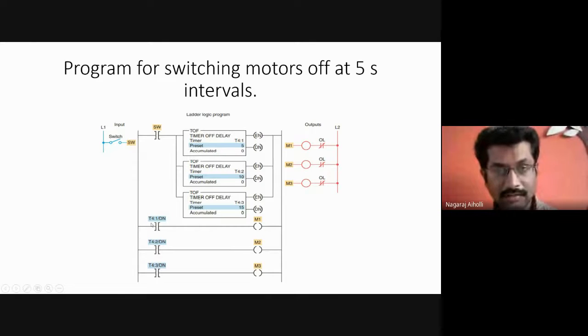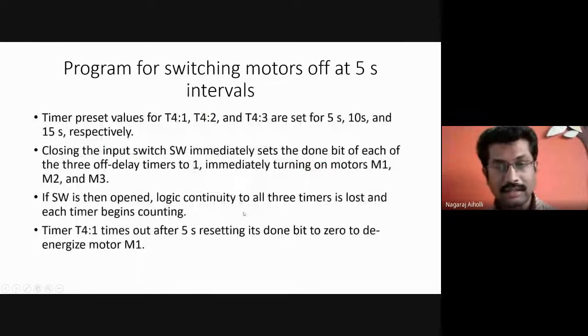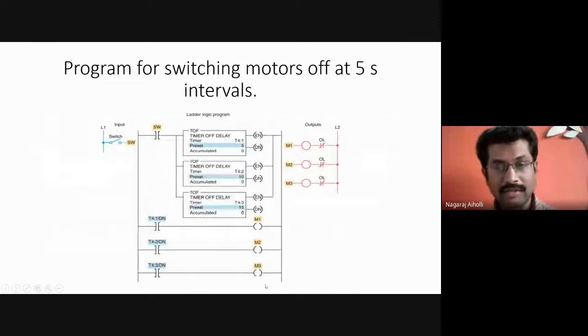T4:1. Then after 10 seconds, that is 5 seconds after M1 has energized, M2 will be energized once the preset time of 10 seconds has been reached. Then after 5 seconds of M2 being energized, or when 15 seconds have elapsed, M3 will be energized. M3 motor will be energized.